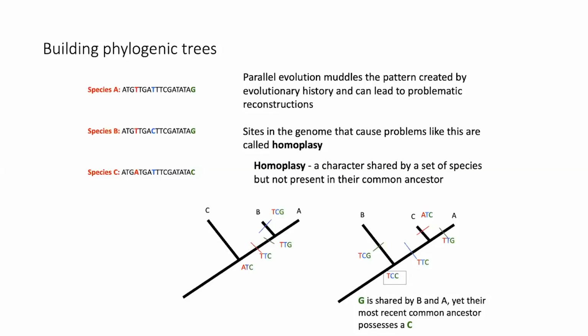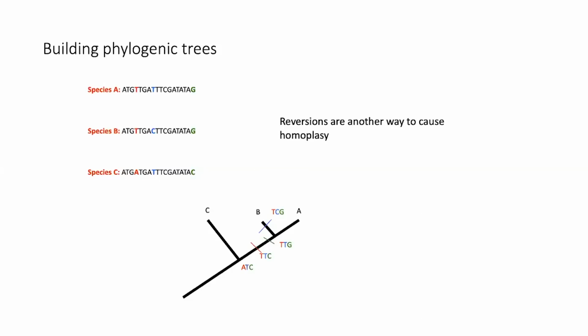And homoplasy actually is this signal that interferes with our ability to reconstruct evolutionary relationships. And in employing parsimony, we minimize the amount of homoplasy that occurs in phylogenetic trees. So this has homoplasy, this does not have homoplasy. We choose this tree here.